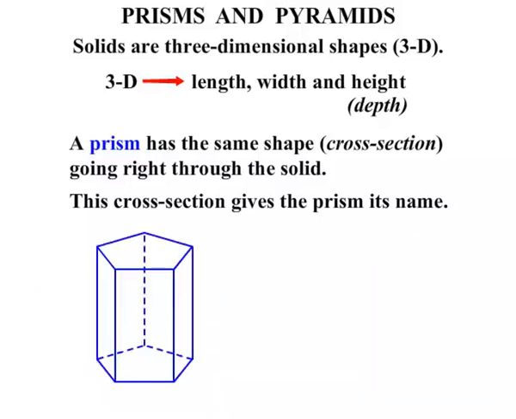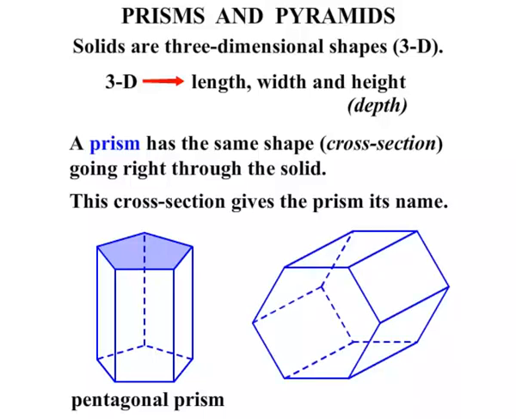This one here, we need to look at the base. When we talk about the base, we could also talk about the top of it as well. 5 sides, that's a pentagon, isn't it? And that pentagon goes straight through, up and down through the solid. So this one is known as a pentagonal prism.